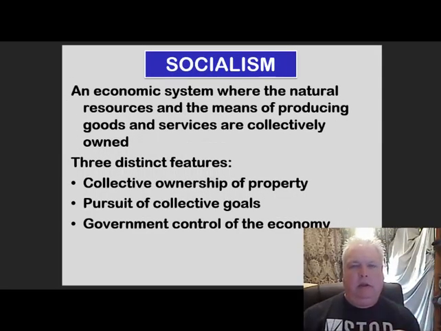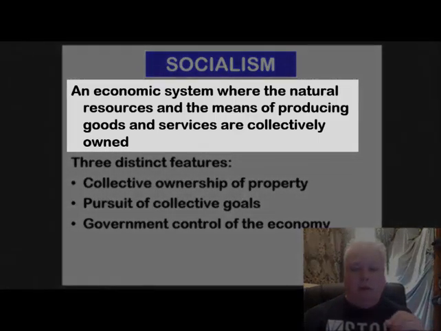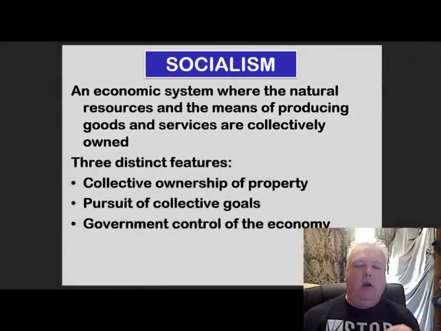Whereas capitalism is the pursuit of personal profit and where everything is privately owned, a socialist system, in its pure form, is an economic system where the natural resources and the means of producing goods and services are collectively owned. What we mean by that is that they're owned by the people, by everyone in the society. Now, the way that really plays out is that everybody shares, but not necessarily perfectly equally. But the goal in a socialist system is to make everybody more or less middle class, especially in its purest form. So everybody has a more or less middle class lifestyle.